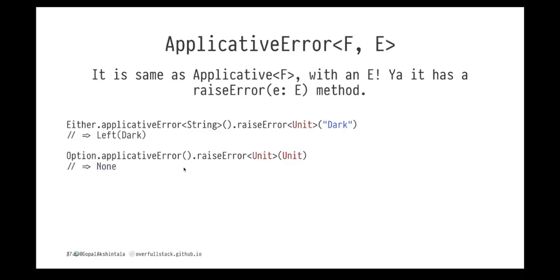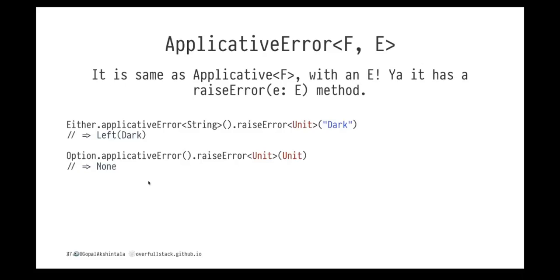So we have talked about Applicative. Now, ApplicativeError is just like Applicative, just that it has an extra E in its signature, which represents an error. And it has an extra method called raiseError, which is used when you want to raise an error when there is something wrong. So as simple as that.